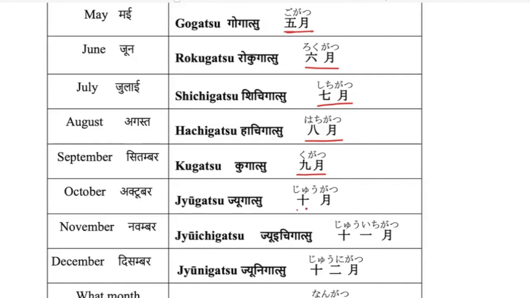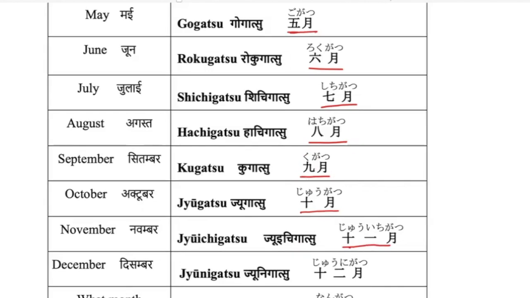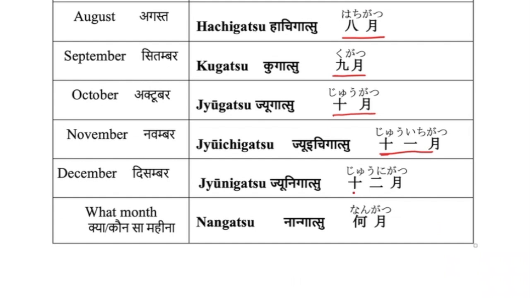October is Jugatsu. Ju is 10. So Jugatsu is October. November is Juichi Gatsu. So Ju is 10 and add 1. Juichi is 11, so Juichi Gatsu is November. December is Juni Gatsu. Ju is 10 and Ni is 2. So 10 plus 2 is 12. Juni Gatsu is December.